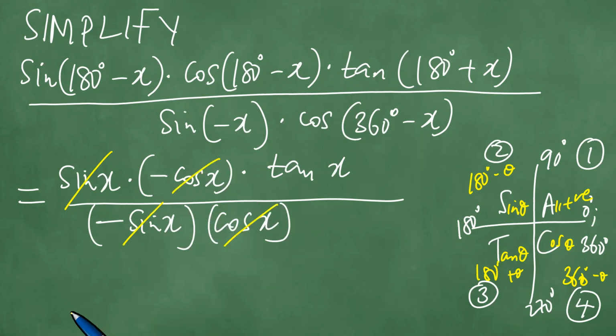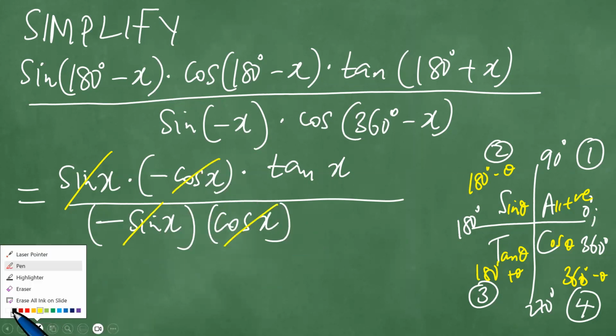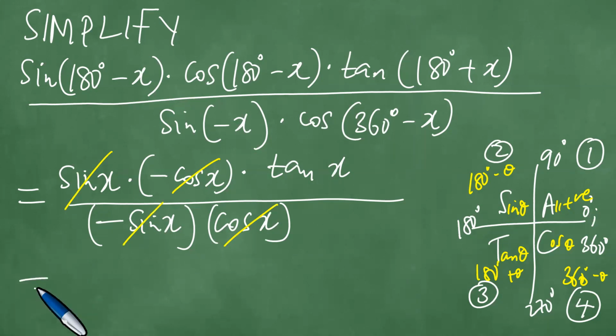So now in the end, you do cancellation of the common ones. What are we left with here after cancellation? We have the tangent of x, because the rest of these things are gone. But you have the negative and negative, and they give us a plus, giving us the tangent of x. So this is one way to simplify this problem.